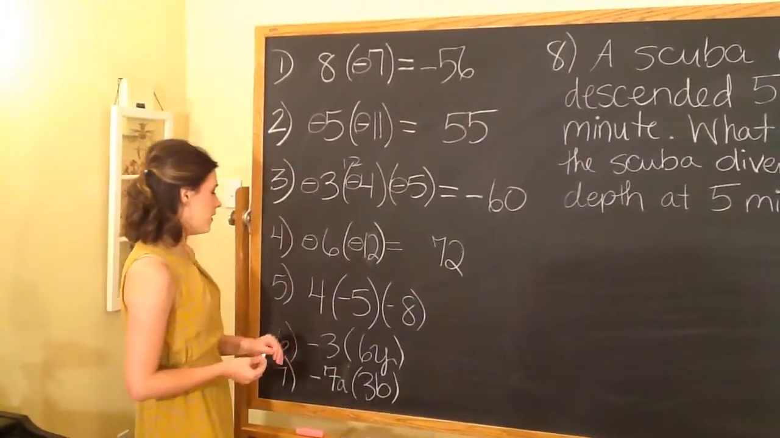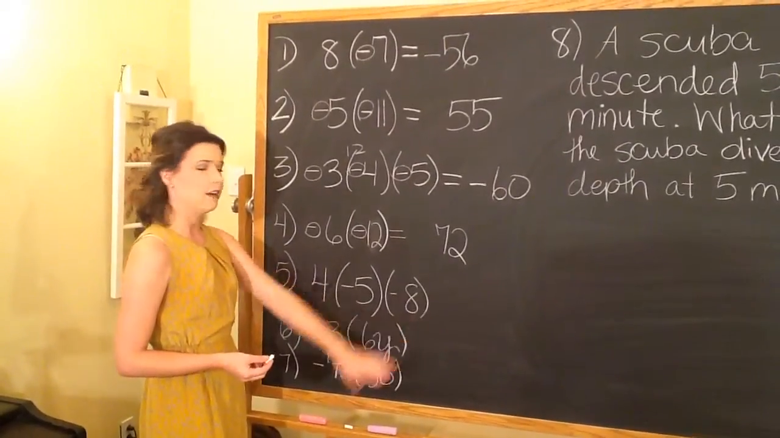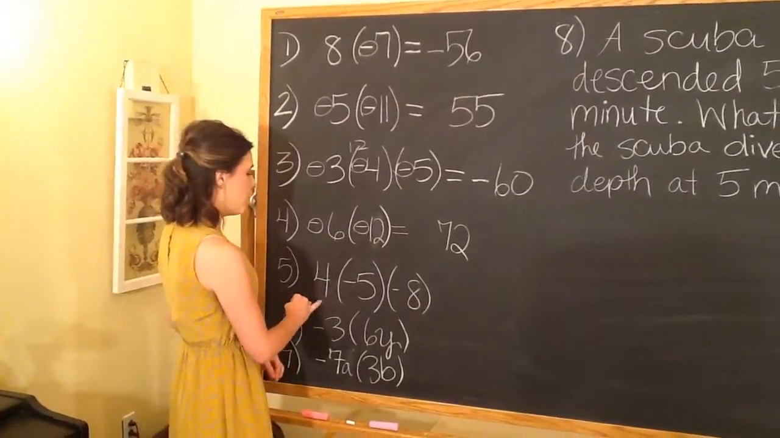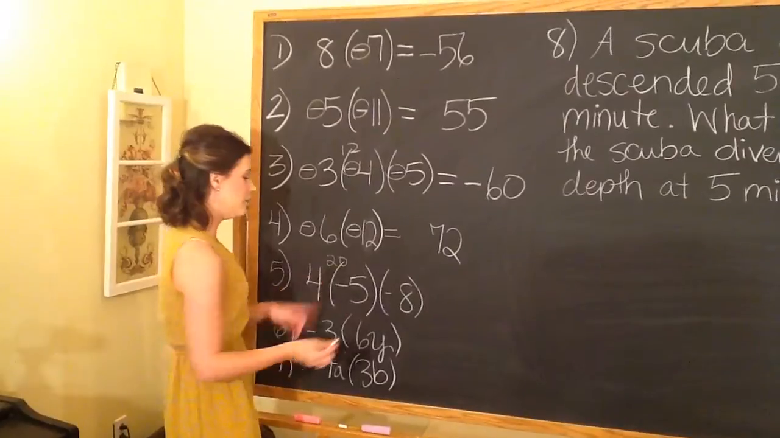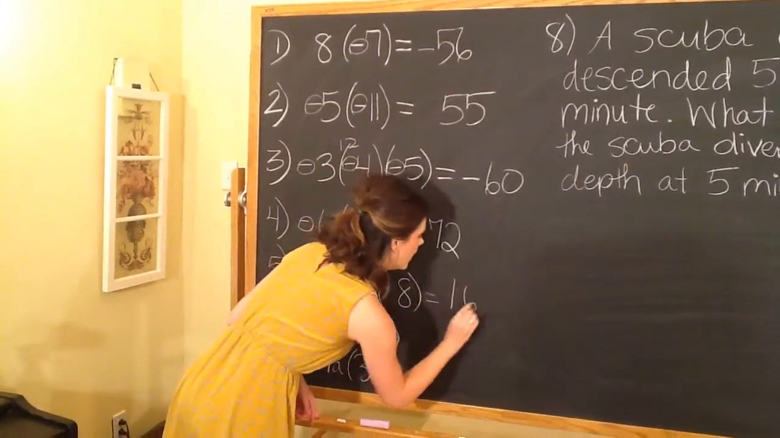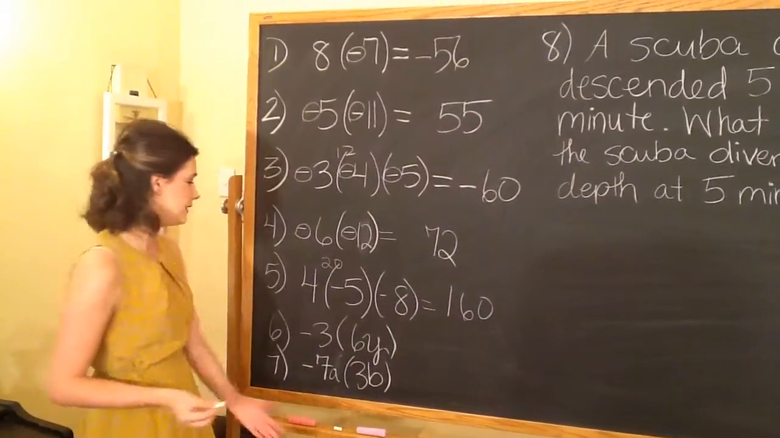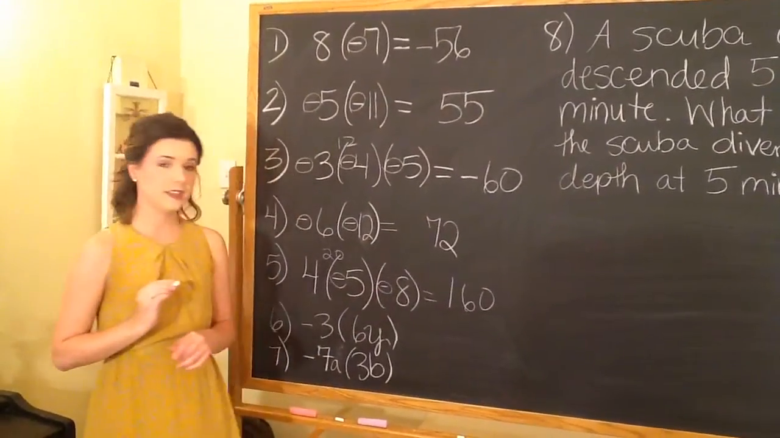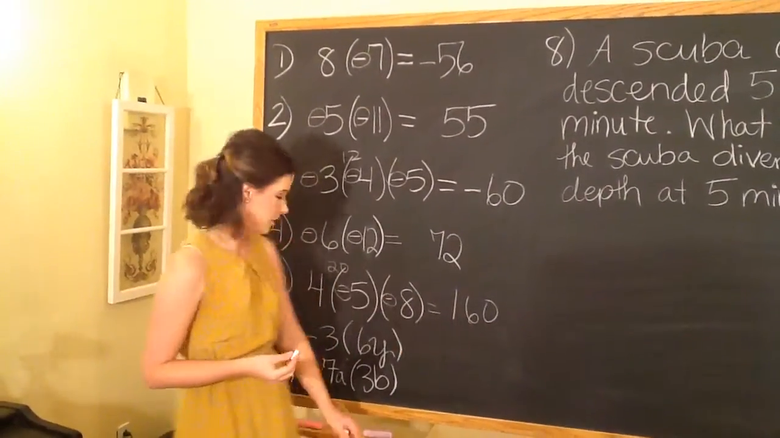Okay, number 5. We have 4 times negative 5 times negative 8. So the first step is to multiply across. So let's go ahead and do 4 times 5 gives me 20, and then 8 times 20 is going to give me 160. Now, is my answer going to be positive or negative? Let's see. Okay, so I have 1, 2 negative signs. Since I have 2, and 2 is an even number, our answer is going to be positive.